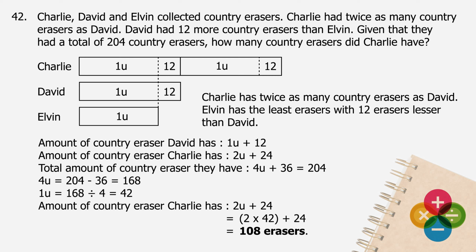4 units is equal to, subtract 36 from 204, and the difference is 168. 1 unit is equal to, divide 168 by 4, and the quotient is 42. The amount of country erasers Charlie has will be 2U plus 24, which is equal to multiply 2 by 42, and add 24, and the amount is 108. Charlie has 108 erasers.